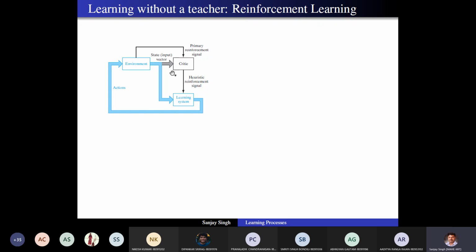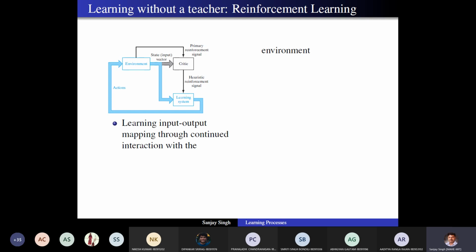Who does this? This is done by the critic. There is the environment, and basically the system continuously interacts with the environment. So, learning an input-output mapping through continued interaction with the environment. If this happens, what is the expected output and what is happening? It keeps on interacting with the environment. The critic keeps on sending the signal, and the learning system takes it into account and accordingly gives feedback to the system.